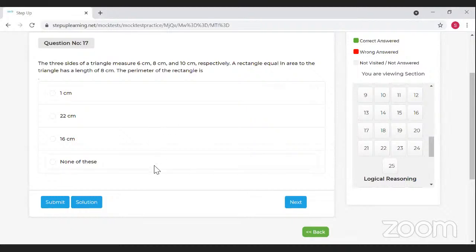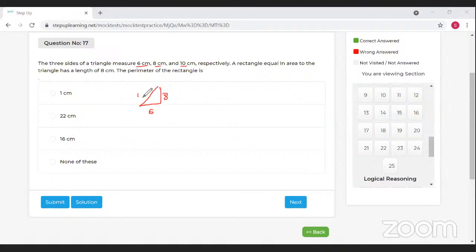All right. Did you get the answer for this one? 22 centimeter, 8 plus 8 plus 3 plus 3. Yeah, correct. Fine. So I think the three sides of the triangle measure 6, 8, and 10. So it is a right angle triangle.